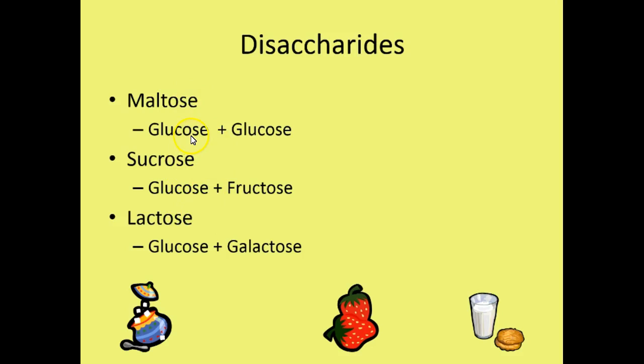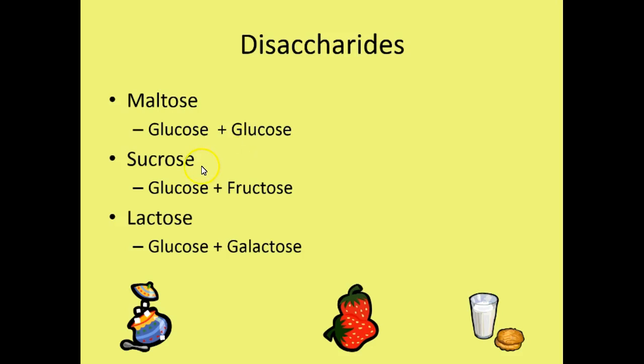Maltose is simply made up of two glucose molecules, and maltose typically isn't found in too high of amounts in the diet. It can be found in barley and also when we ferment grains to make alcohol, but it is more commonly found as we start digesting some of the more complex carbohydrates within the GI tract.